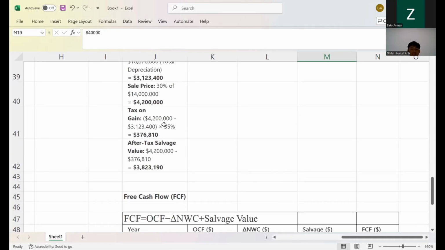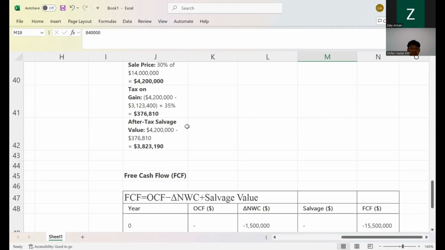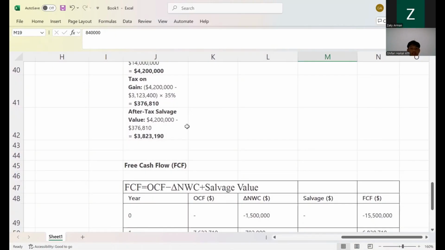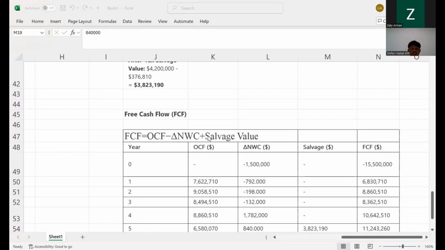And the tax on gain is 4.2 million minus 3,123,400, and then times the 35% equals 376,810. For the after-tax salvage value, it is 4.2 million minus 376,810 equals 3,823,190.